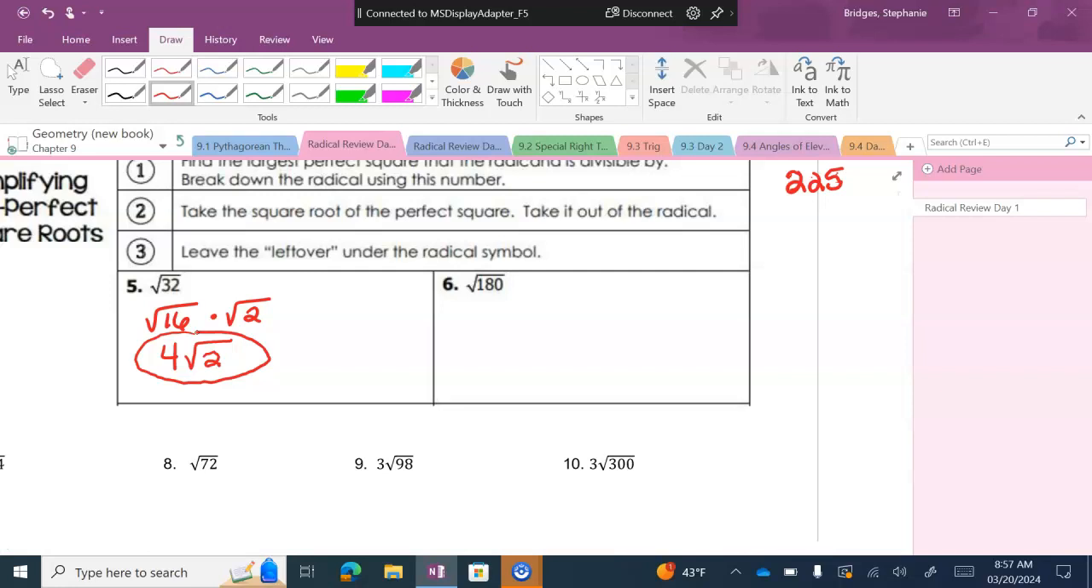Right, and the reason we say exact is because it's not a decimal that I have rounded. Does that make a little bit of sense? Yes? All right, let's try the next one.